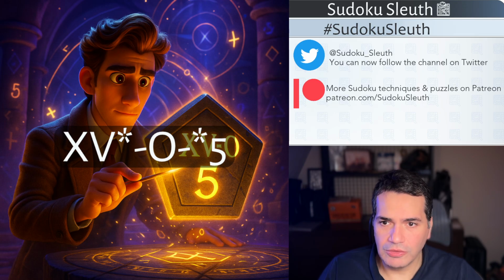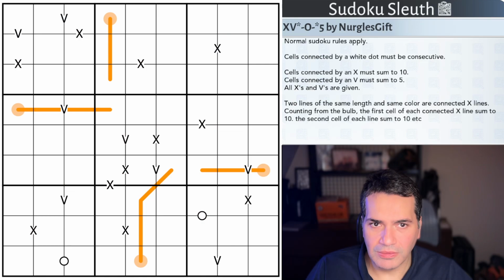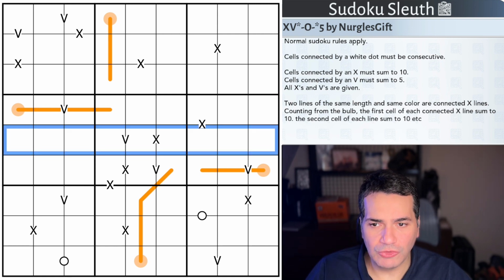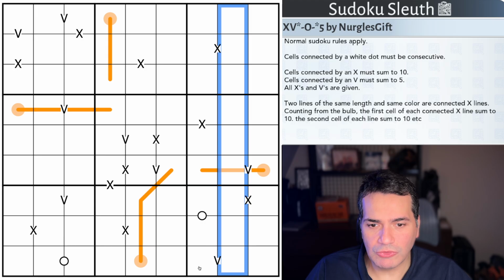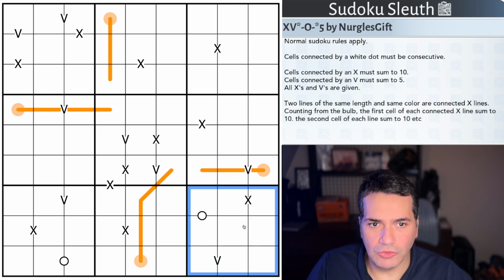And let's take a look at today's puzzle and rule set with XV-O-5. Rules-wise, normal Sudoku rules apply. Place the digits 1 to 9 once each in every row, every column, of course, every 3x3 box, so nothing unusual here.